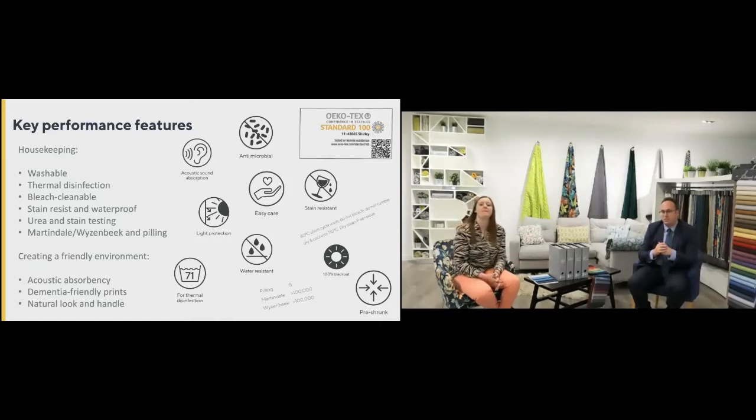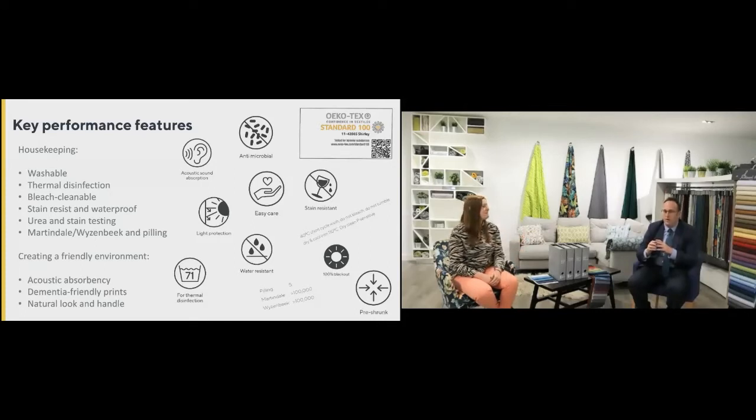Exactly. So, then finally on this particular list, we talk about Martindale, Wyzenbeek and pilling. So these are three different kinds, if you like, of abrasion testing. These are things that you absolutely want to see tested for in any contract setting, on upholstery especially. But in a care setting, let's say a care home or a school, in a public area or something like that, these chairs are getting usage day in, day out, much more so than an armchair in a hotel room.